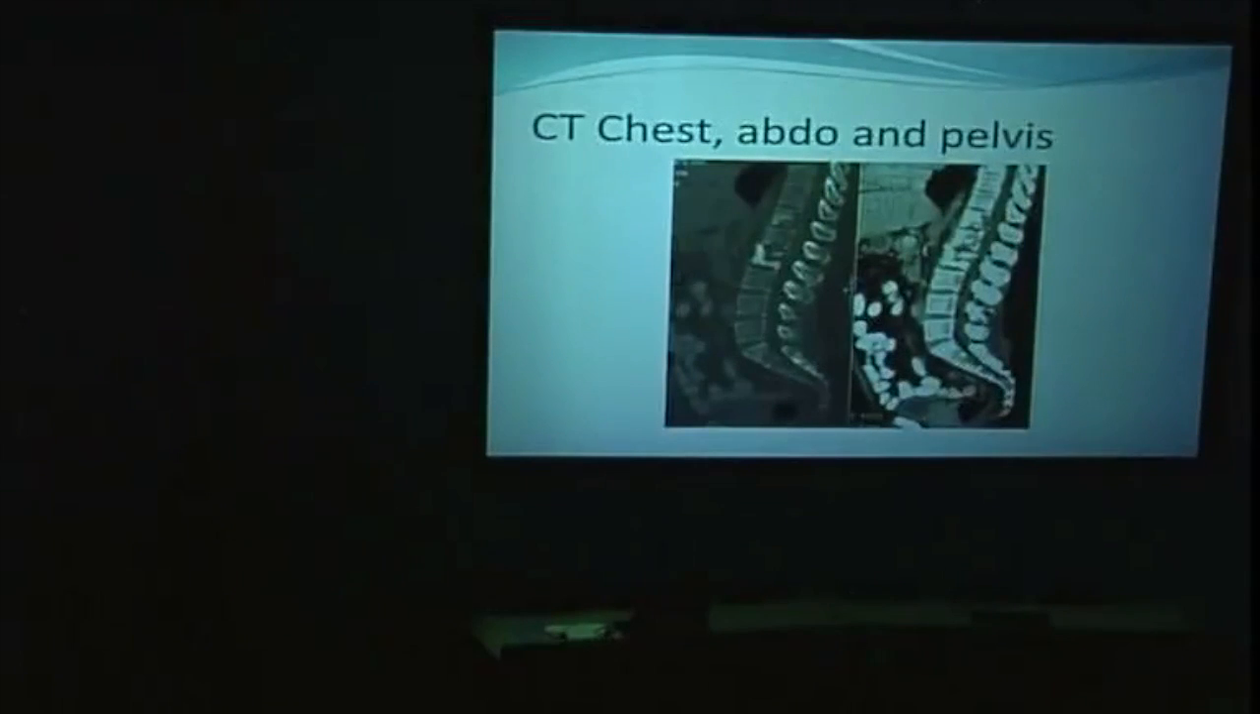Here we can see loss of disc space at at least two levels, bone destruction, and loss of cortex, particularly posteriorly here. This is two-level discitis and osteomyelitis, Pott's disease. On the soft tissue windows, we can see this soft tissue abscess in the epidural space, bulging backwards, causing spinal canal stenosis.